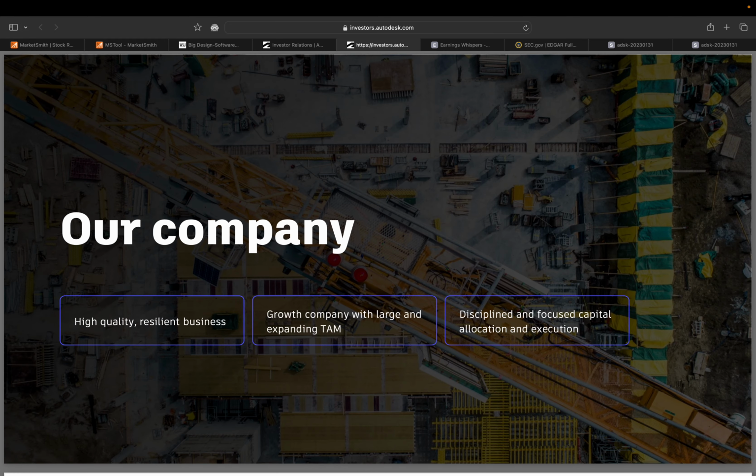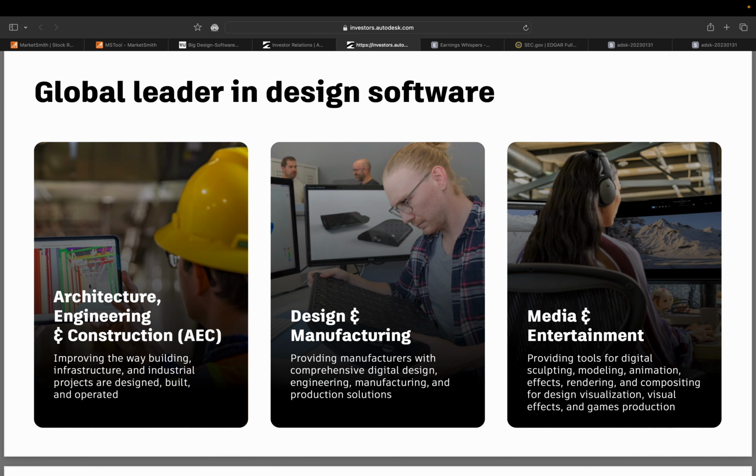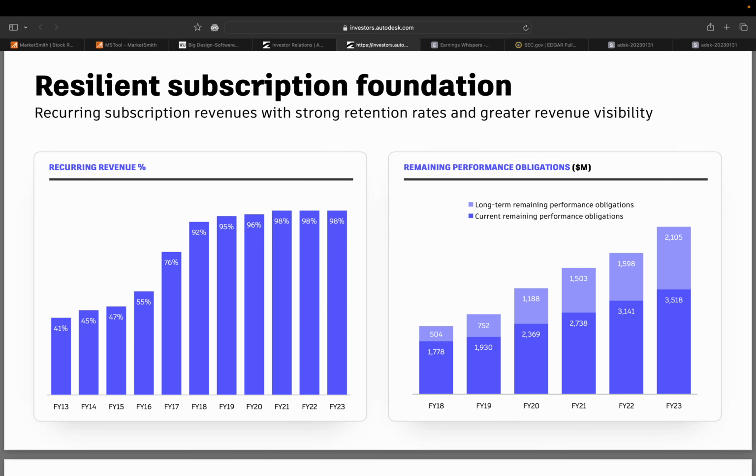I'm just trying to find something that I understand. And the reason why I'm doing this is just to get a feel about the company. For example, this says a resilient subscription foundation, recurring subscription revenues with strong retention rates and greater revenue visibility. And the recurring revenue percentage number is going up, almost 100%, which is good. Remaining performance obligations, long-term and current remaining, is going up.